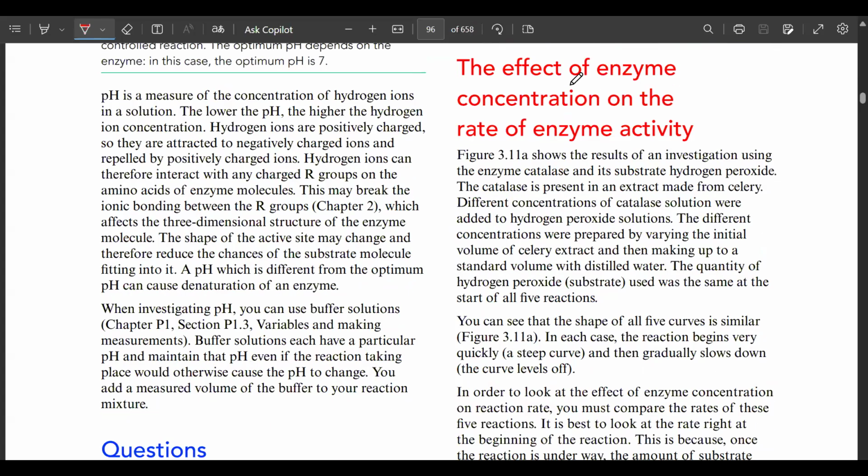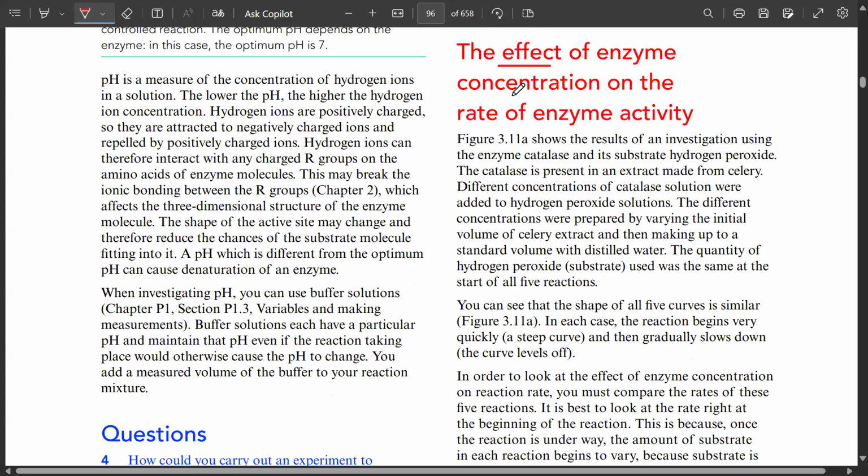So today we'll be starting off with the effect of enzyme concentration on rate of enzyme activity. Yesterday we talked about two factors. The first one was temperature and the other one was the pH. Now figure 3.11a shows the result of an investigation using enzyme catalase again and its substrate hydrogen peroxide.